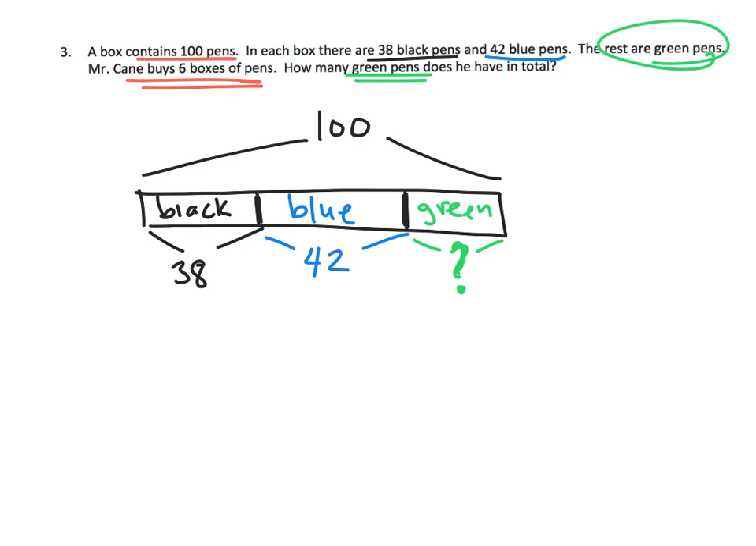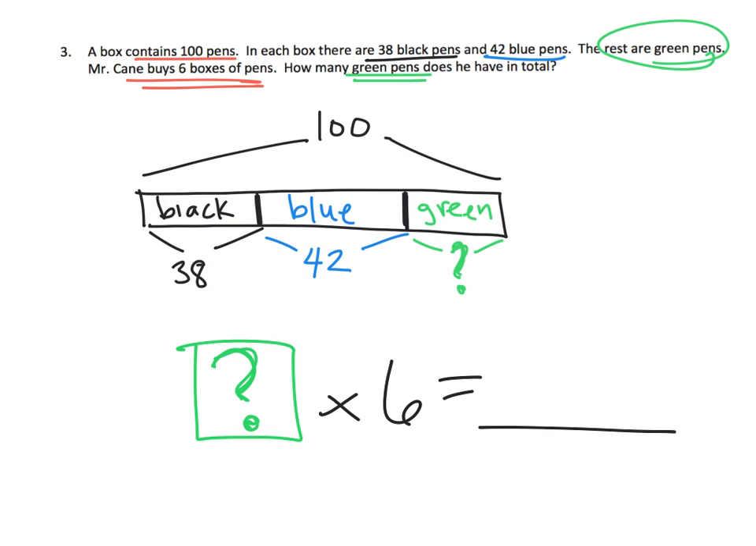So that's the first thing that we have to figure out. But then the other thing is, we know that Mr. Kane buys 6 of these boxes. So we're going to end up with 6 portions of green. So whatever your answer is for the green, we know we're going to take it and multiply by 6, and that is going to give us our desired answer.